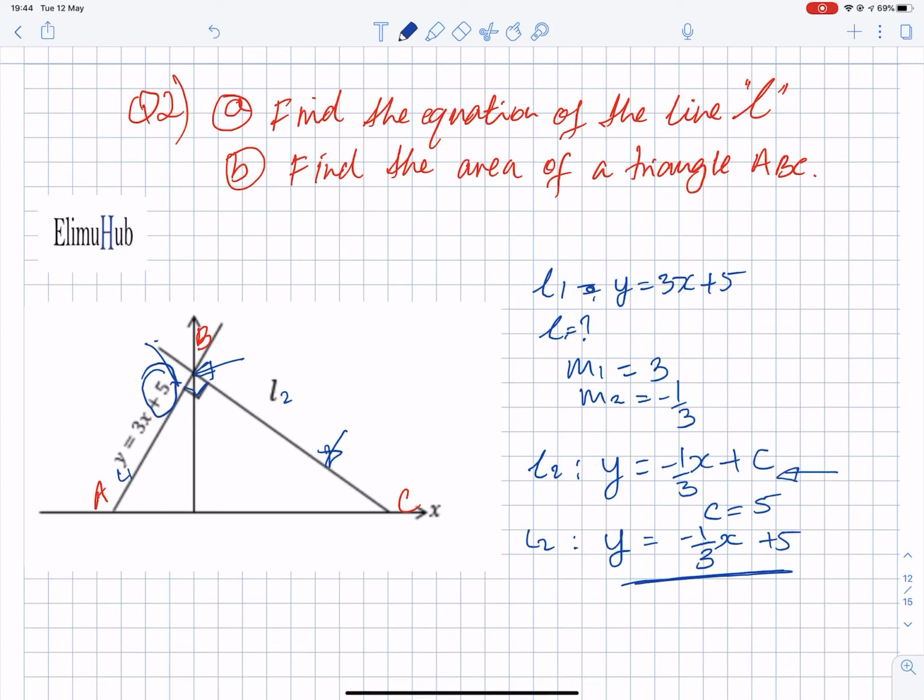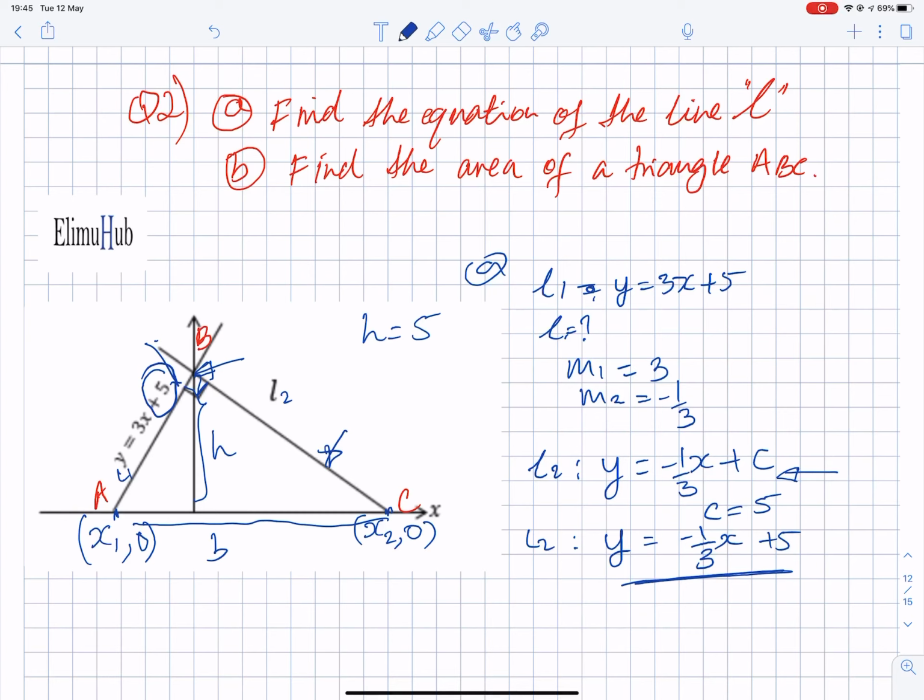Okay, now for part b, we need to find the area of triangle ABC. Well, to find the area, we need to find the height, which we know is 5, and we need to know the base all the way from there. But in order to find the base, we need to find these points. The value of x is here. So if I just say that's x1, and on the x-axis we know y is equal to 0, and let's call this one x2, and y is 0 there.